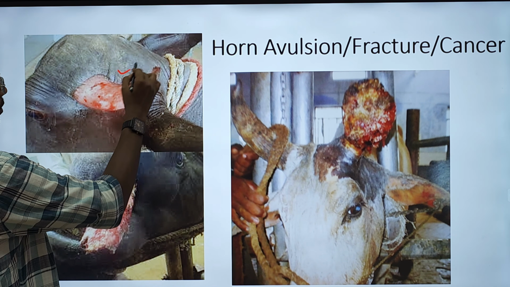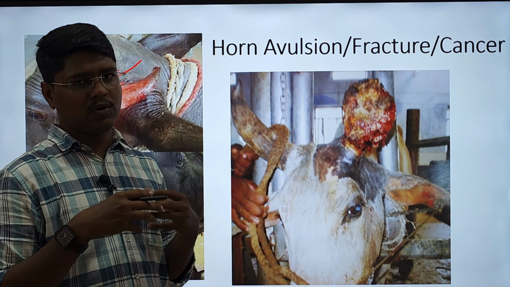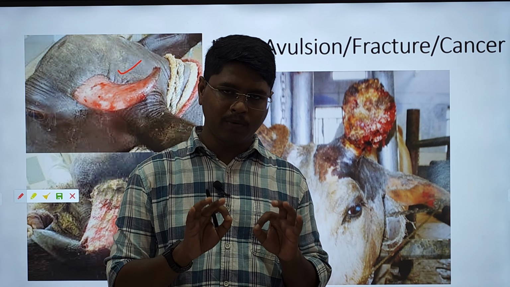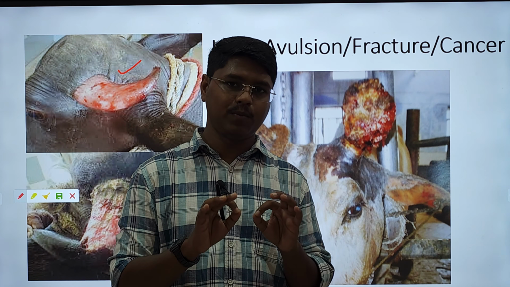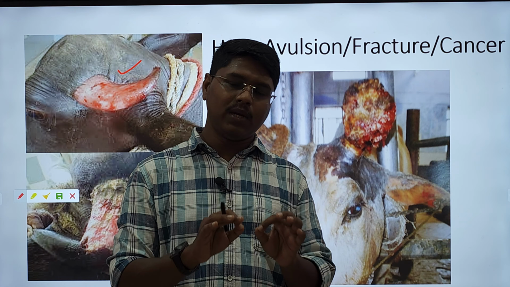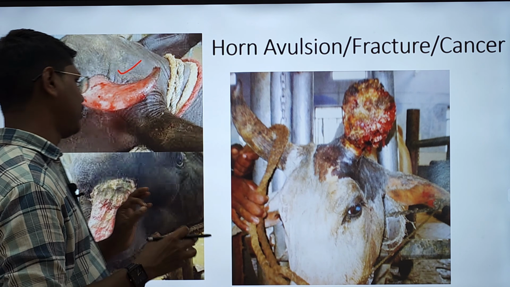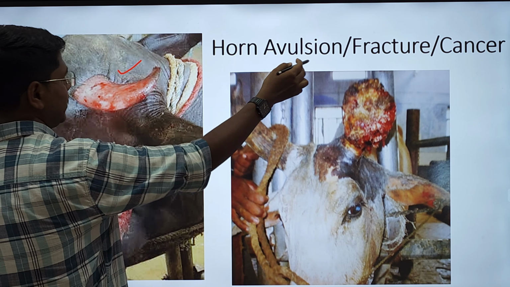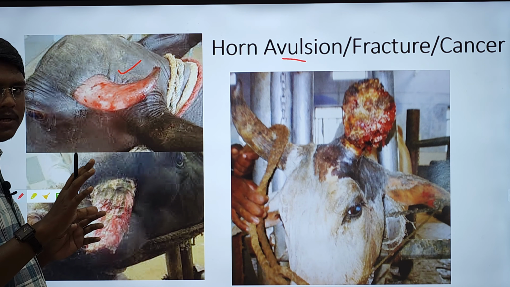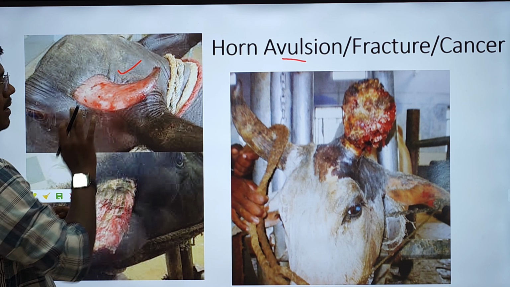There is horn avulsion. In horn avulsion, most commonly the pulp cavity will not be open. Whenever there is opening of the pulp cavity, there is significant opening which may lead to infection. The only surgery is horn amputation. But if the outer covering is simply removed or avulsed and the pulp cavity is still intact and has not opened, that is the frontal sinus is not open, then simply apply betadine.